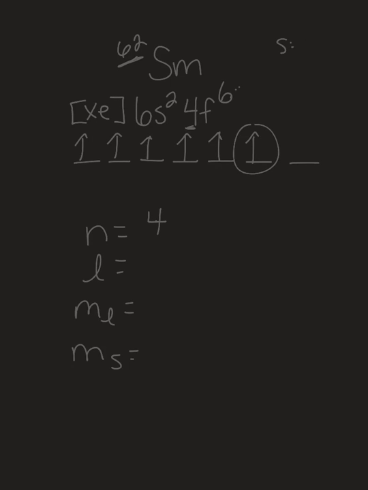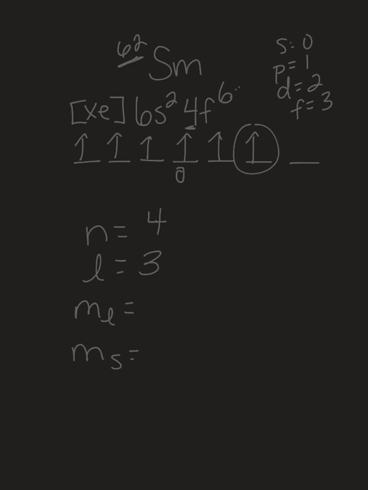So again, S is equal to 0, P is equal to 1, D is equal to 2, and F is equal to 3. Well, I'm dealing with an F orbital, so that answer is going to be 3 this time. So on ML, I'm looking at what's going on with the different orbitals right here, where my arrows are. So I've got to find that pattern.